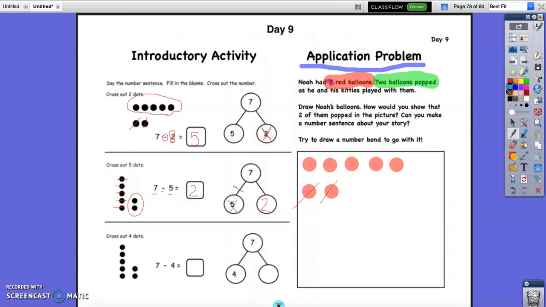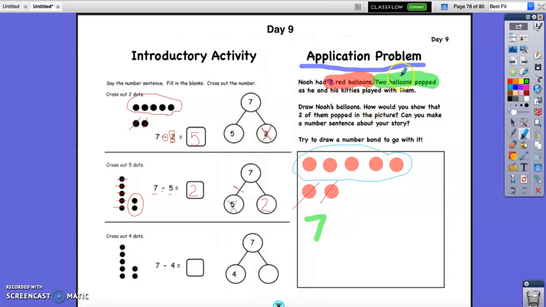And I'm going to circle what's left, just by reading what it's told me so far. Draw Noah's balloons. We did that. We drew his 7 balloons. How would you show that 2 of them popped in the picture? We're going to mark them out, right? Can you make a number sentence about your story? So I want you to make a subtraction problem for me. How many did Noah start out with? How many red balloons did he have? Noah had 7. So we're going to start out with 7.